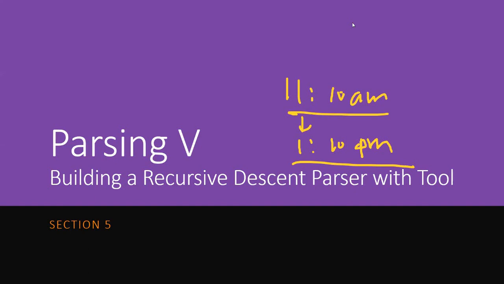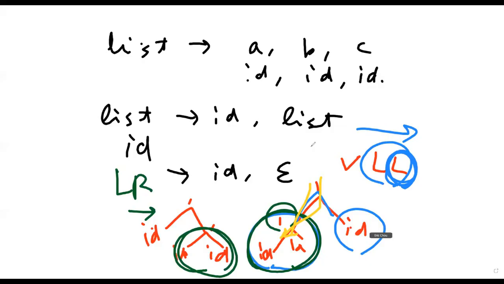Okay, I'm back. Any questions so far? If no question, let's resume. So this is recursive descent. It's very simple. Recursive descent parsing is very straightforward.